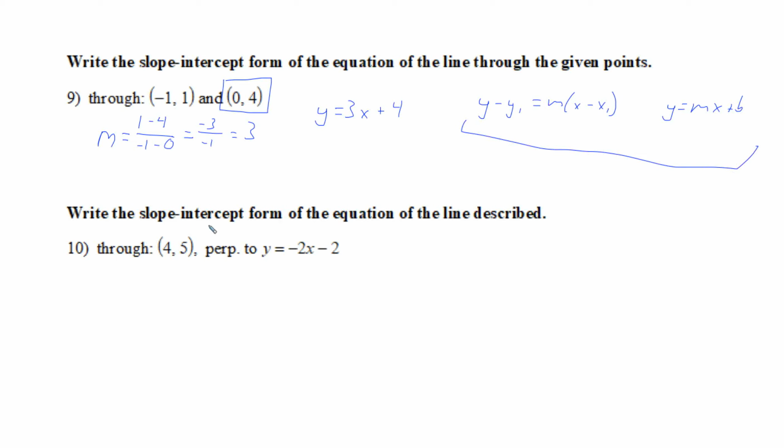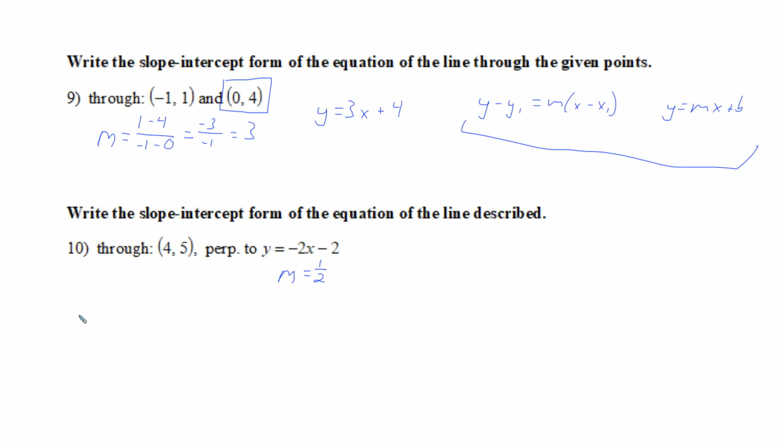This one says write the slope-intercept form of the equation of the line described. It says it goes through the point 4, 5 and is perpendicular to y equals -2x minus 2. So we have a point that it goes through, and this is going to help us find the slope. We know that if they're perpendicular, the slopes are negative reciprocals, so that means you change the sign. So this slope is -2. We want a positive, and we want the reciprocal of this, which is 1/2. Just as a reminder, parallel lines have the same slope. But it's not, so let's go ahead and use this point with this slope.